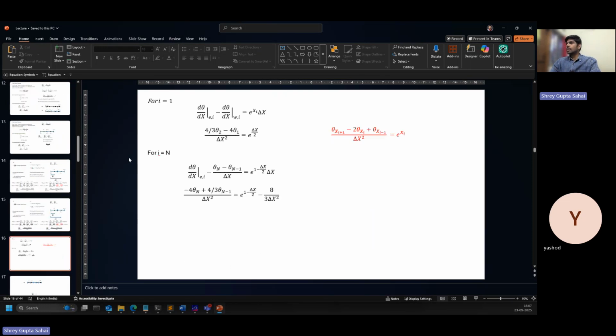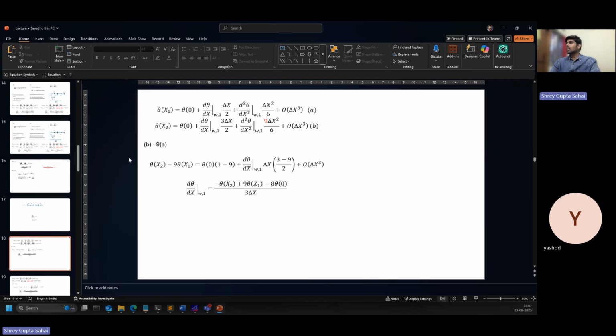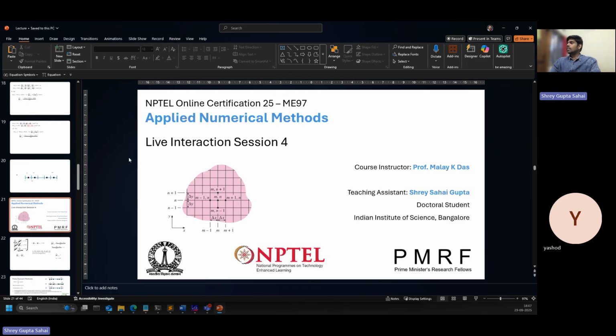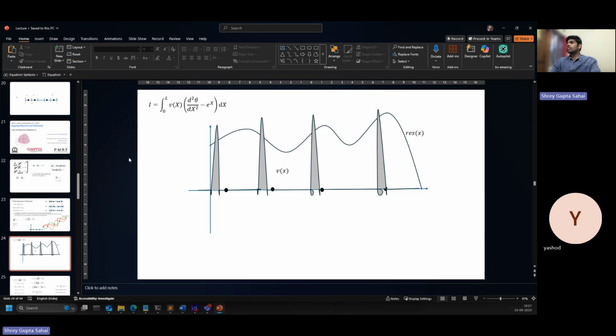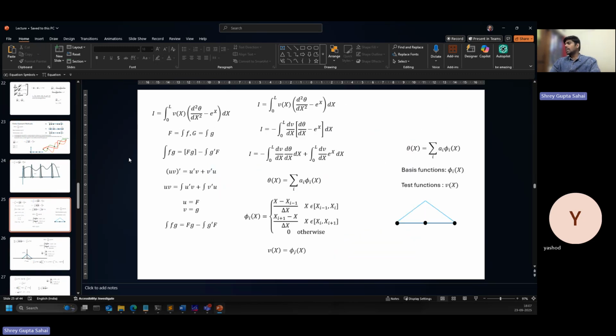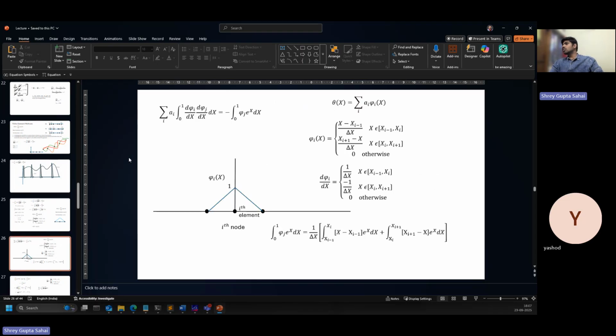And then when you write the whole system of equations, again you have to solve Ax equals b, which we looked at. Then we spent a good amount of time on the finite element method: the philosophy of it, the logic of the residual approach, what we are trying to do, the logic of test functions and basis functions, and why the most primitive finite element method has a hat-shaped test function or shape function. So that part we discussed in good detail.